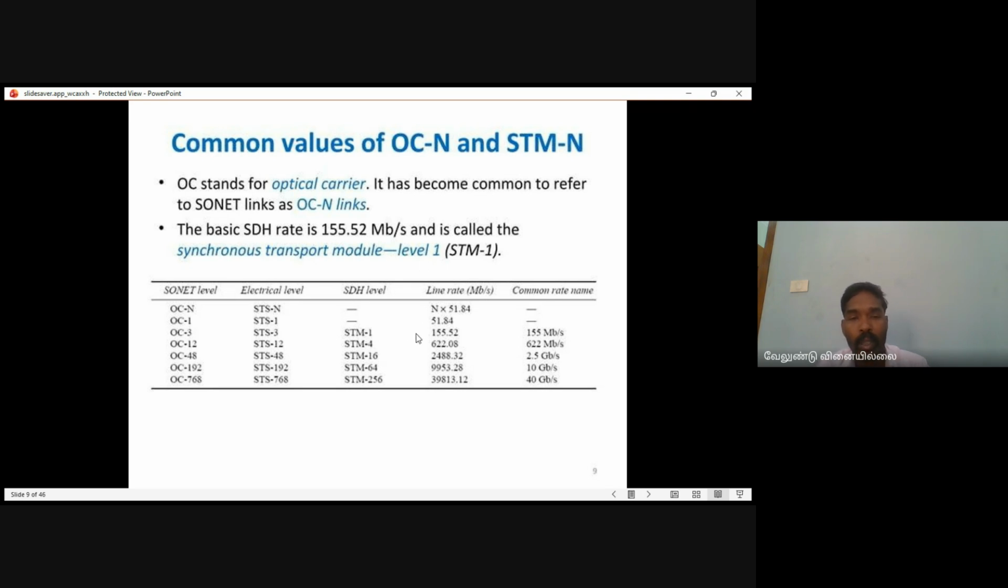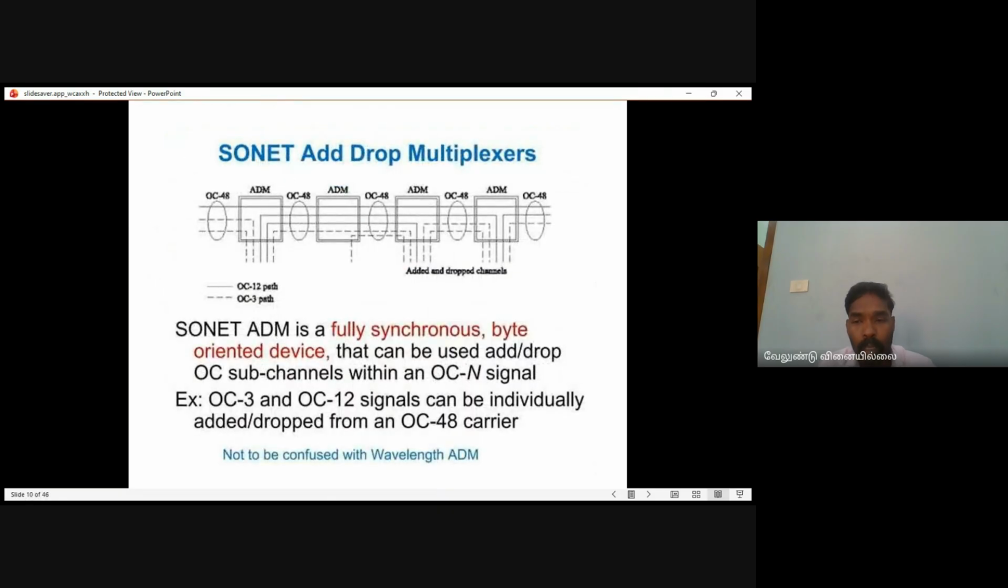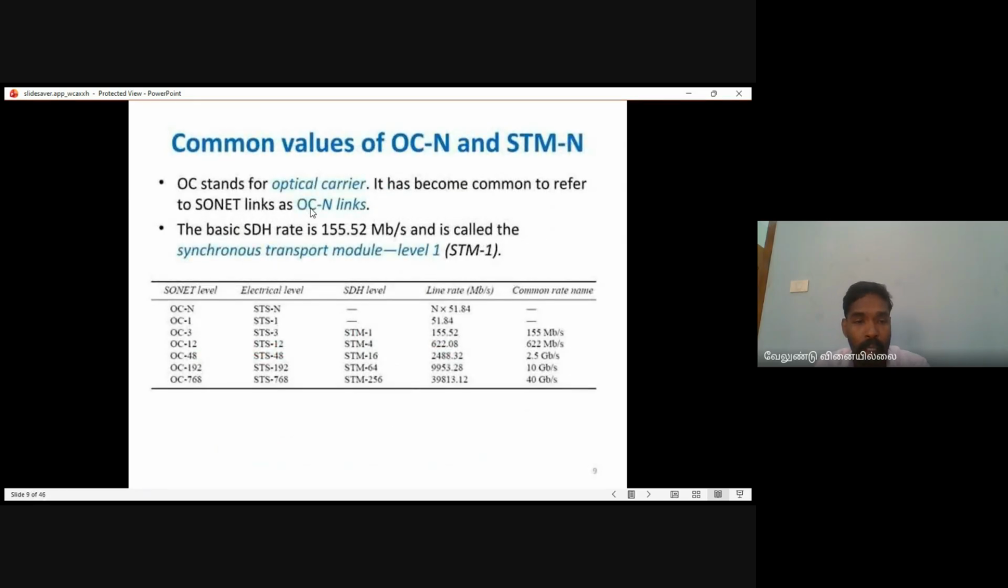This is the SDH levels. What is the data rate for each, the network system was given clearly. This is the SONET add drop multiplexer. You can see OC48, ADM, and OC48. OC48 is one of the standard. You can see here OC48 is a SONET network.